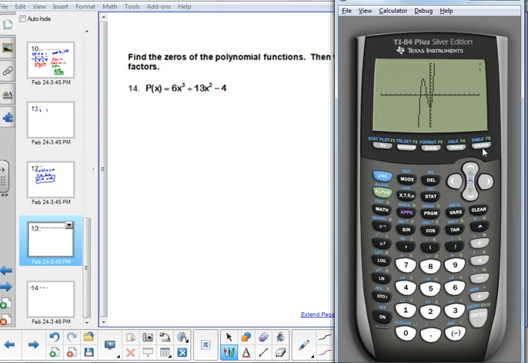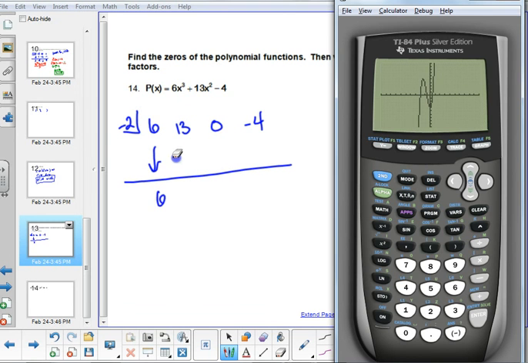Alright, very clear zeros. I see 3 of them are going to be real, so I won't be having any imaginary zeros. I think this is a negative 2. So I'm going to start my synthetic division process with a negative 2. And I'm going to take this cubic, and it's going to whittle down to a quadratic. So 6x to the third, 13x squared, 0 x to the first, and a negative 4.